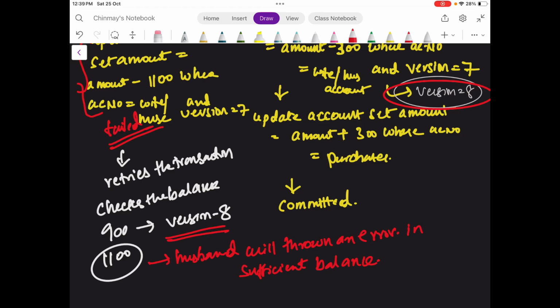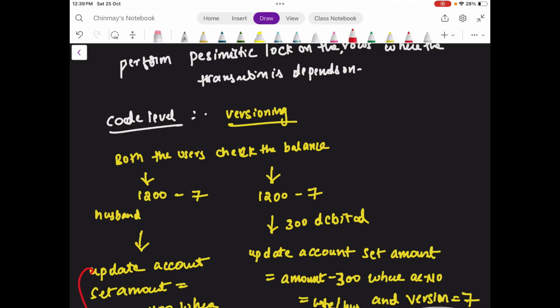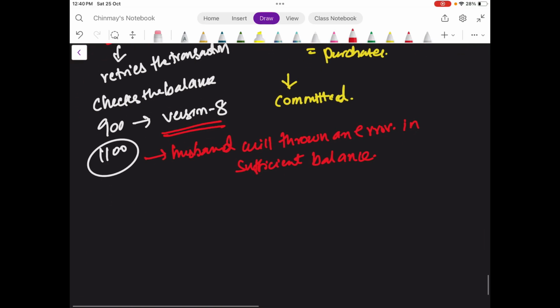In most applications, isolation is configured as a property. That means isolation as a repeatable read property, and also at the code level they take care of the versioning in most applications. Okay.